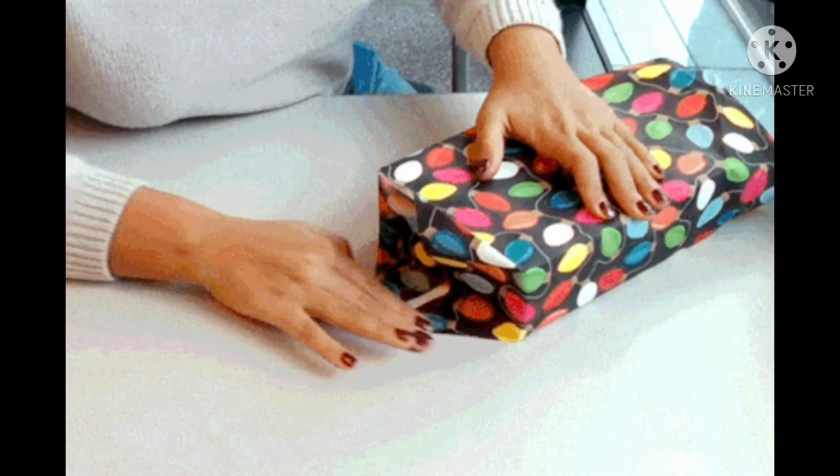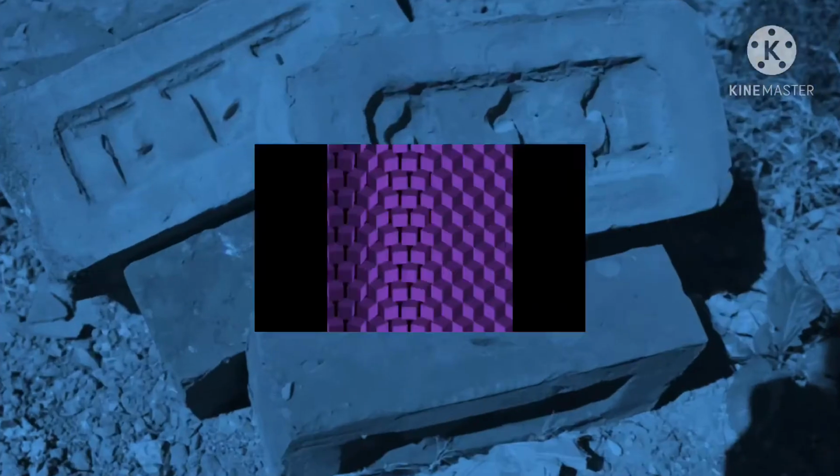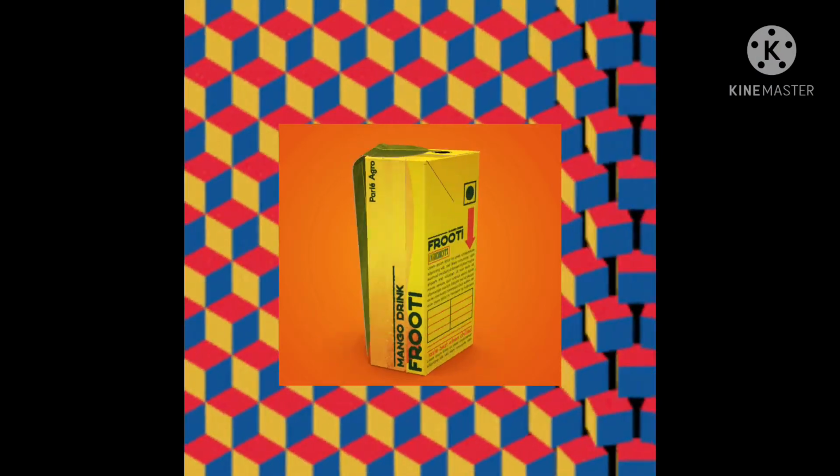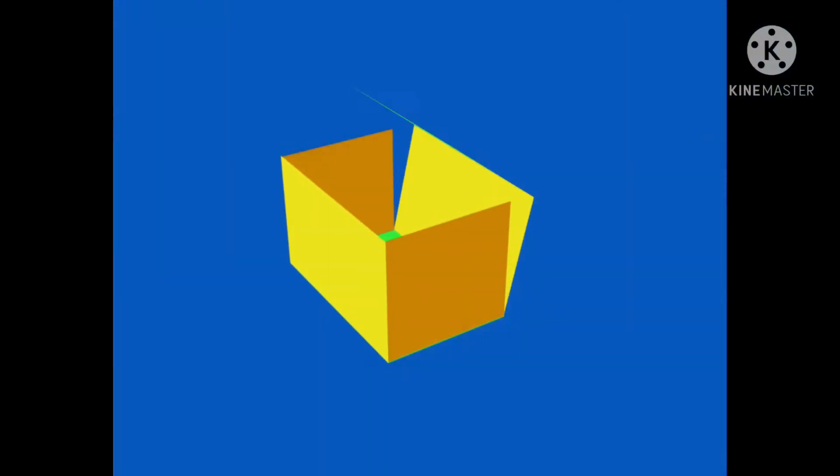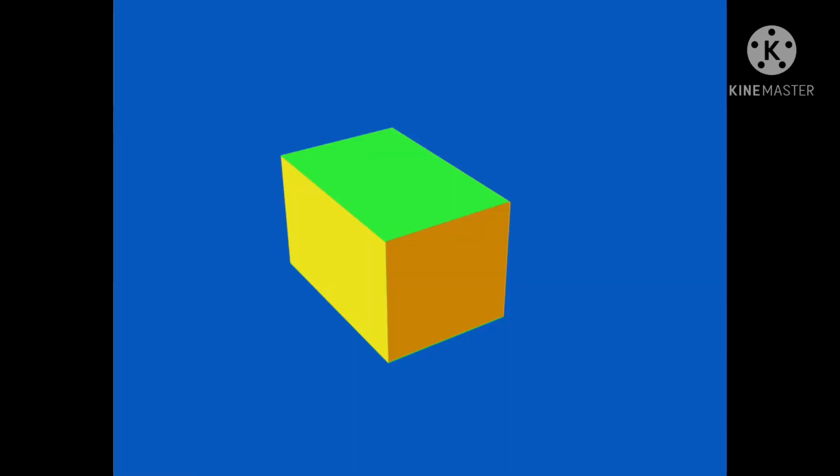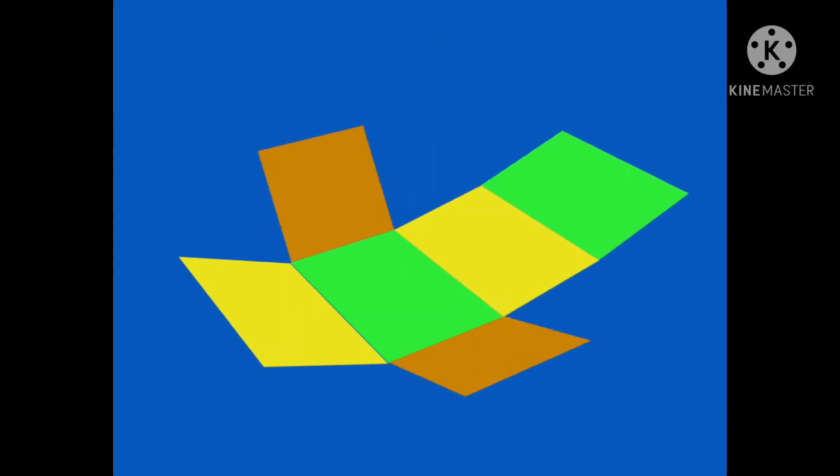How much packing paper is required to wrap this gift? What is the area of this brick? How much cardboard is used to make this fruity carton? So, to give the answers to all these questions, we need to discuss the surface area, which will be the lateral surface area and total surface area of the cuboid.